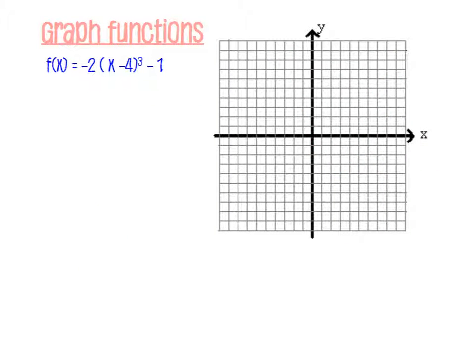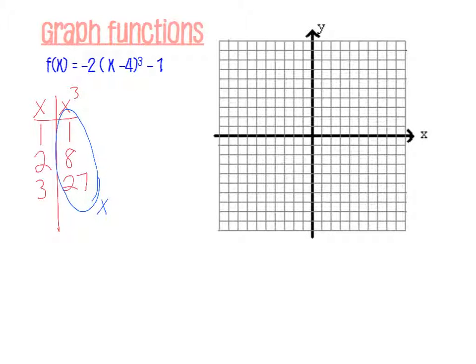Let's try it with a cubic. All of these are straight off your toolkit. And in a perfect world, you know your table from your toolkit, but I'm always going to write it here for you. 1 and then a 1 cubed, 2, 8, 3, 27. But all of these y values are going to be multiplied by a -2. The negative is going to flip my cubic upside down.